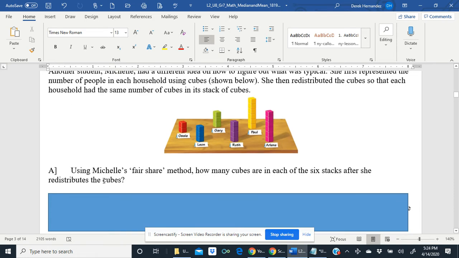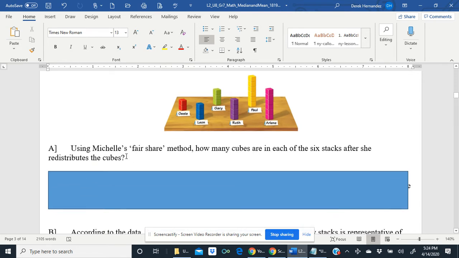What she did is something called the fair share method. So A, using Michelle's fair share method, how many cubes are in each of the 6 stacks after she redistributes the cubes? In other words, how many cubes will now be in Ossie's stack, Leon's stack, Gary's, Ruth's, Paul's, Arlene's, after all the cubes are shuffled around so that everybody has the same number of cubes in each stack?